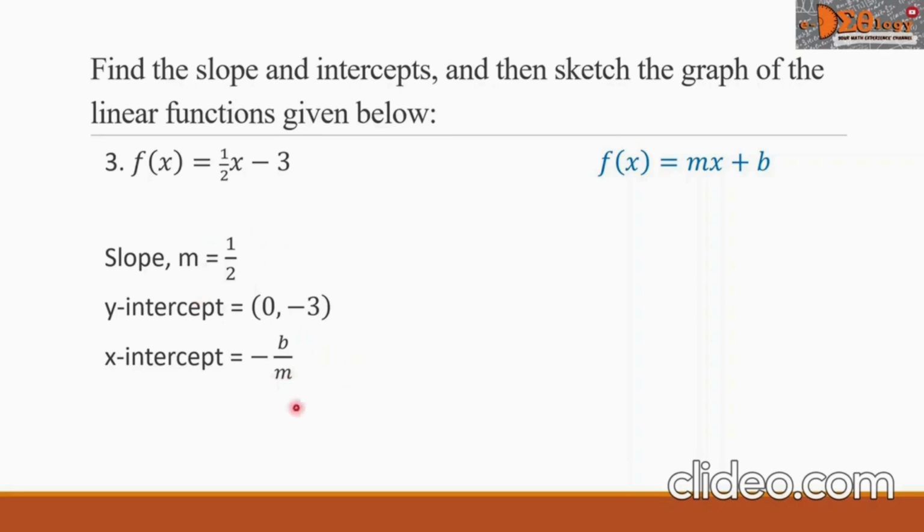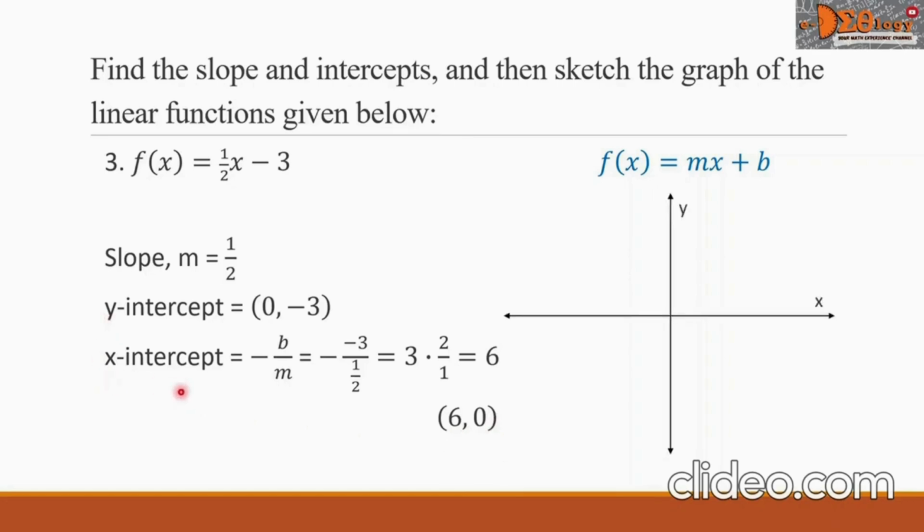So we substitute it here. We have negative of negative 3 all over 1/2. Let us simplify. Negative and negative becomes positive. So then we copy the 3 times this 1/2, we flip as 2 over 1. Then we multiply 3 by 2, 6, divided by 1 is 6. Then we write this value 6 as a point, and that will be 6 as the x-coordinate and the y-coordinate is 0. Now we have the intercepts, the y-intercept and x-intercept.